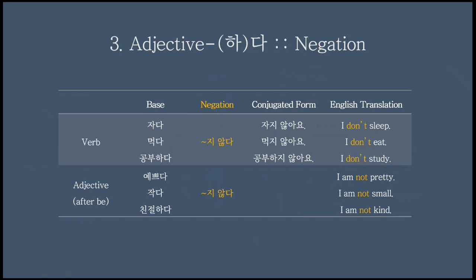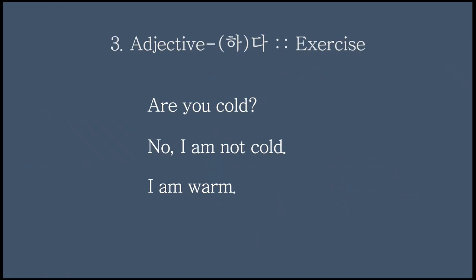How about the adjectives? We don't have to care. I am not pretty. 예쁘지 않아요. I am not small. 작지 않아요. I am not kind. 친절하지 않아요. Okay, in these sentences, the subjects are all hidden, isn't it? 자, exercises. Pause the video, make these sentences into Korean. Okay, let's do it together.